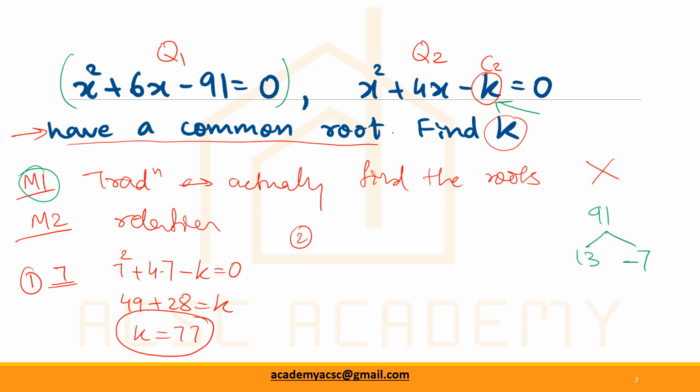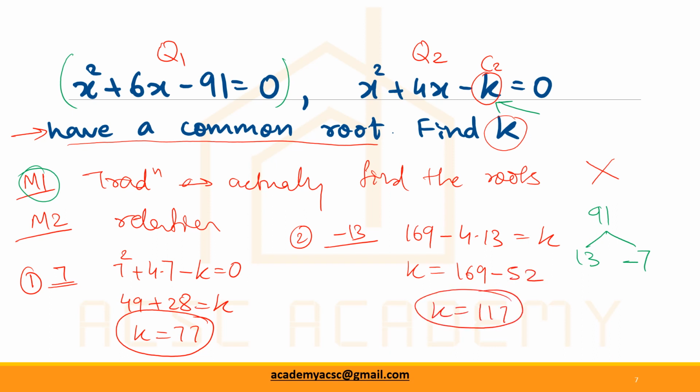If we substitute minus 13 as the value of x, then we get minus 13 squared minus 4 times 13 equal to k, which means k equal to 169 minus 52, that is 117. So if minus 13 is the common root, then the value of k has to be 117. But now we do not know which of them is true. So what can be done?